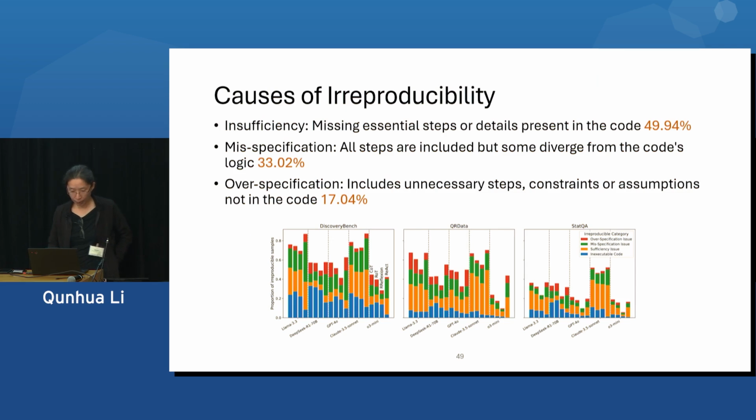Okay, so then we also look into the causes of irreproducibility in the failed workflows. So we found that the majority have the issue of insufficient workflow, so they miss some steps, followed by misspecification. That means the steps are included, but for some reason the code didn't implement them correctly. And then there is also over-specification, where it includes unnecessary steps that confuse the agent when generating code.